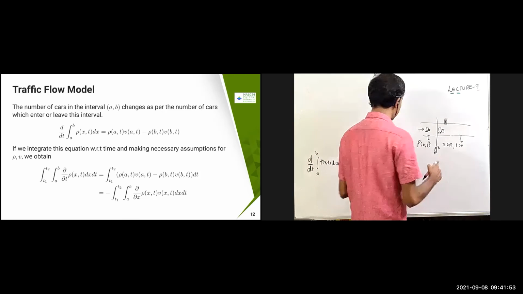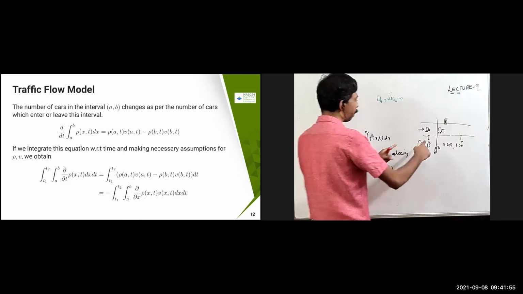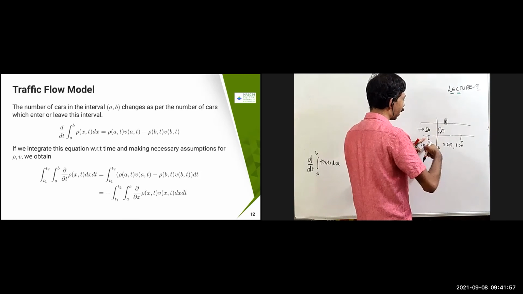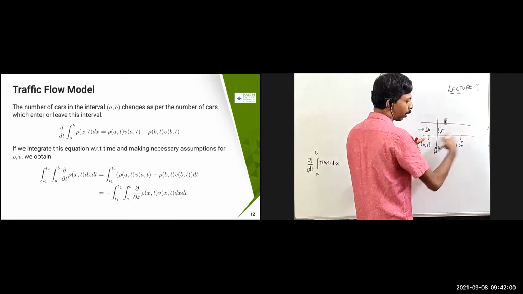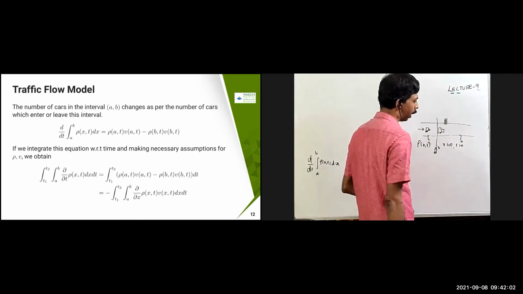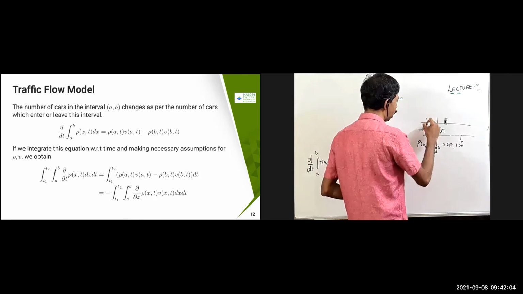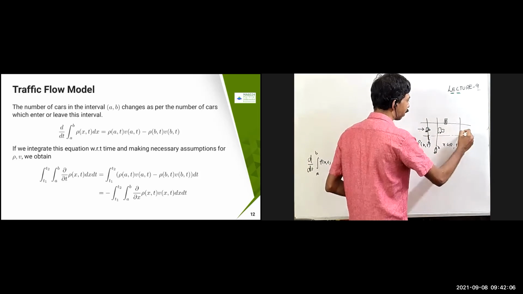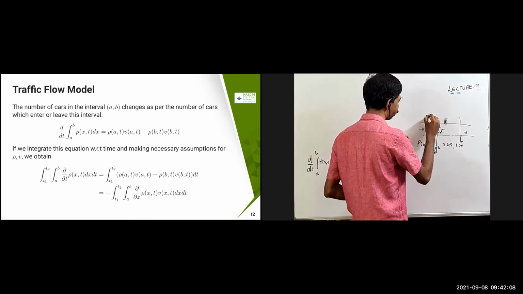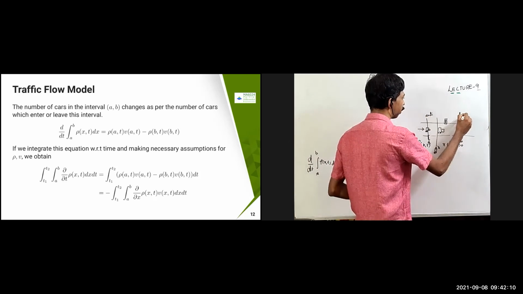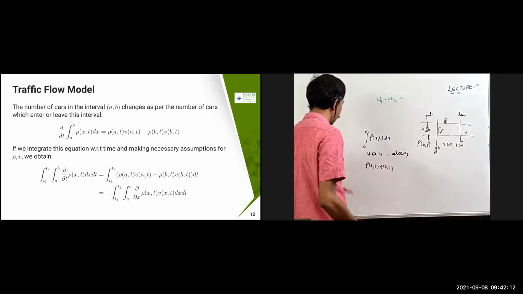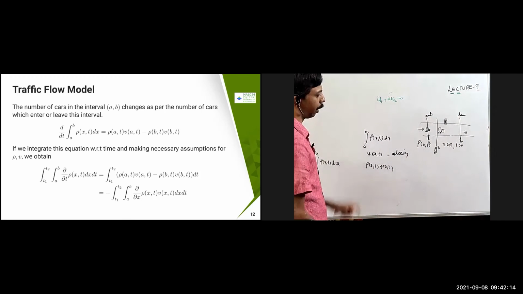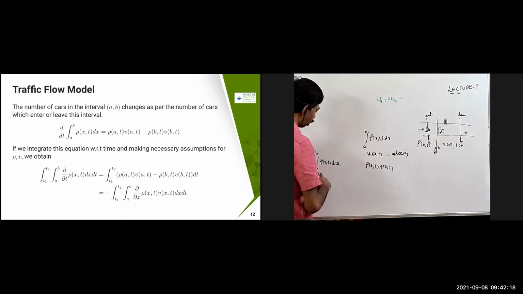Therefore, this is the same as the change between how many cars are entering here and how many cars are leaving here. The difference between these two is what matters. So I have to observe how many cars enter and how many leave. If I take the difference, that gives me the change in the number of cars in that interval. So this will be the same as this one.